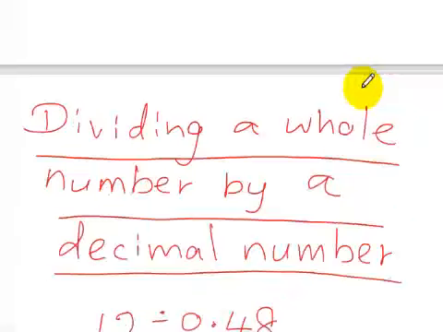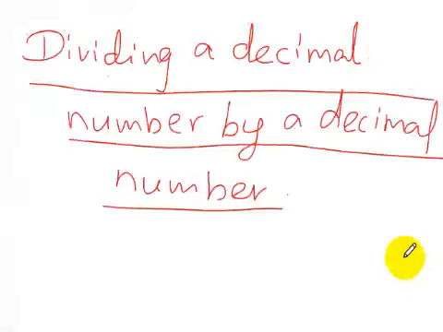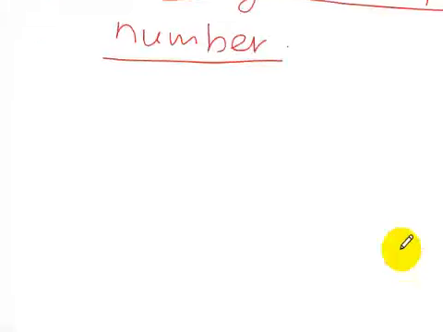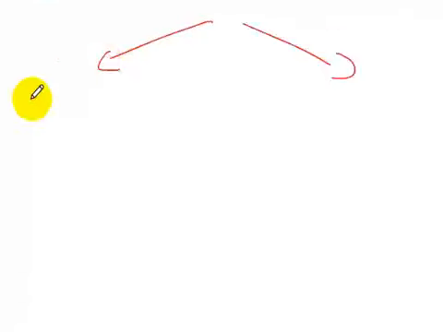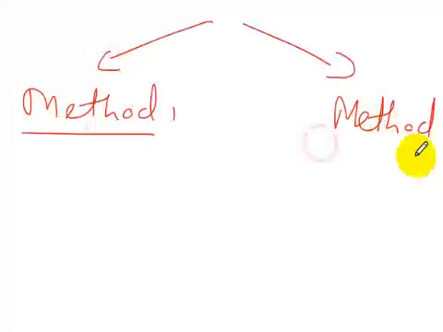Dividing a decimal number by a decimal number. Here both numbers are decimal numbers. We can use two methods. Method 1, method 2. First we can convert them to fraction form. I will write this question.